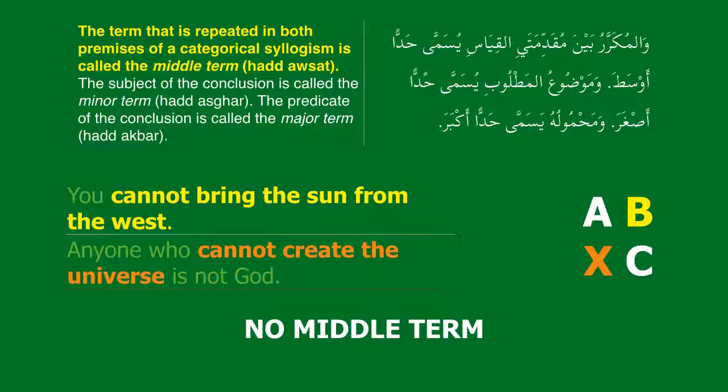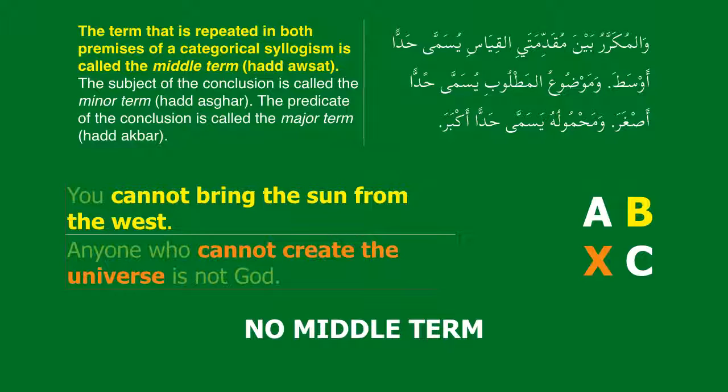So if we change the second proposition from anyone who cannot bring the sun from the west is not God to anyone who cannot create the universe is not God, the second proposition is a true proposition. The first proposition is a true proposition, but they have nothing in common. You cannot bring the sun from the west. Anyone who cannot create the universe is not God. You cannot come to a conclusion because there is no middle term. There is no common element between the two propositions. They're completely unrelated. In order for two propositions to entail a conclusion, they must have something in common.